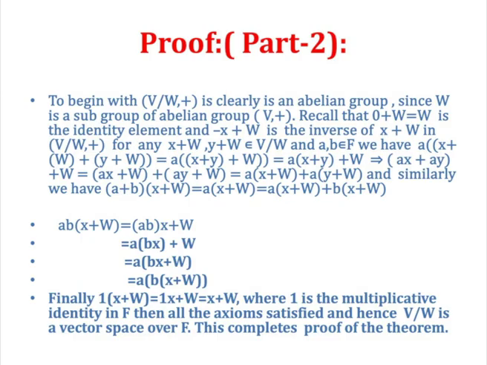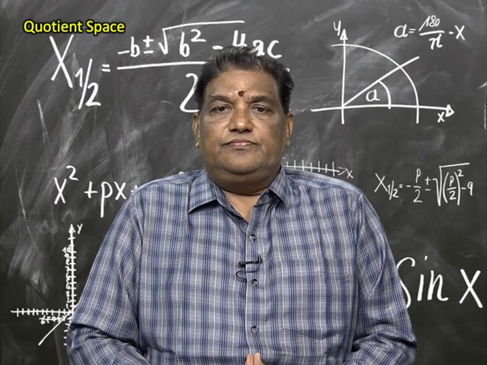Part 2, proof. To begin with, (V/W, +) is clearly an abelian group. An abelian group is also known as a commutative group. If any group satisfies the commutative property, then we say it is an abelian group. What is the commutative property? a times b equals b times a.